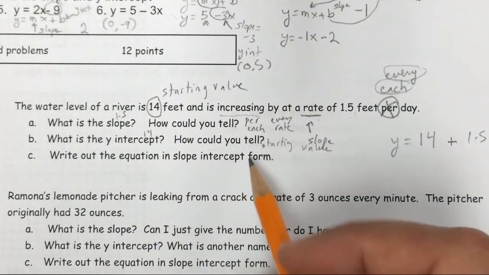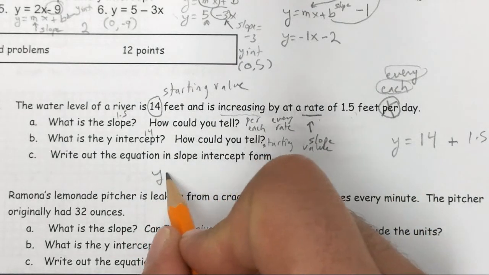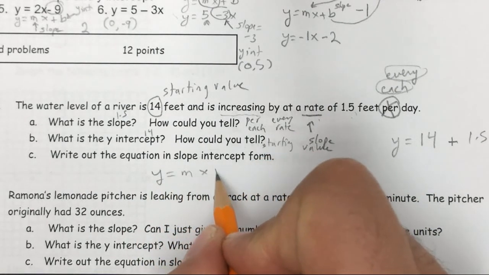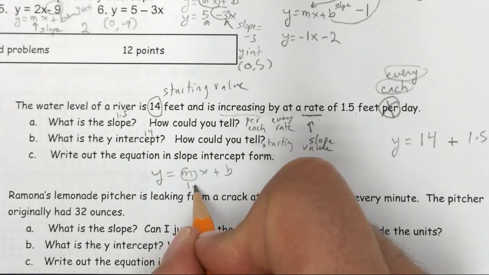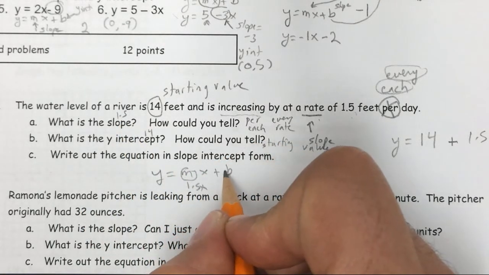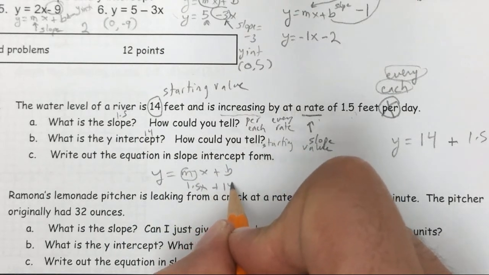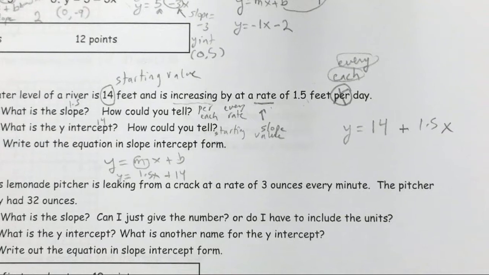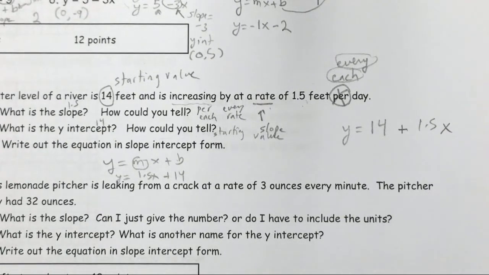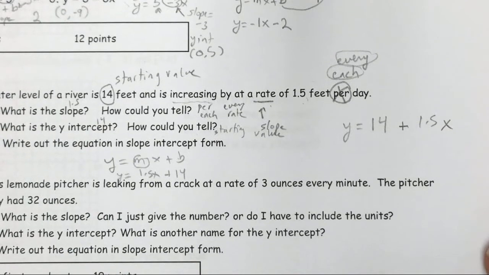Write out the equation in slope-intercept form. Well, the equation in slope-intercept form is y equals mx plus b. Remember, this is the slope. We've already said it was 1.5. This is the y-intercept. We've already said it's positive 14. So this is our equation. Again, don't write until now. Now you can have a chance to write it down. That way you're hearing it and also writing it down.